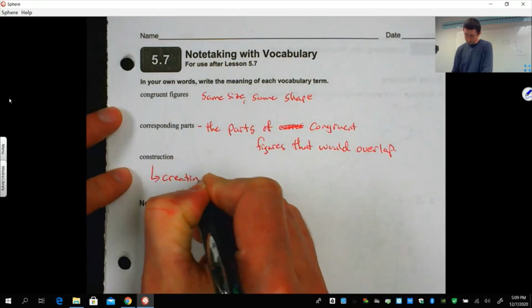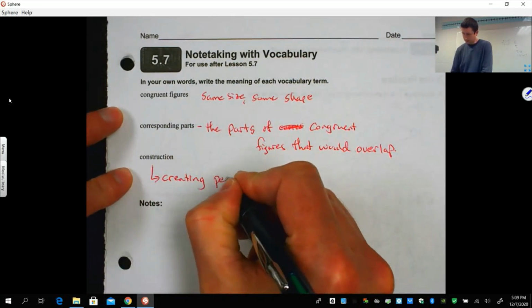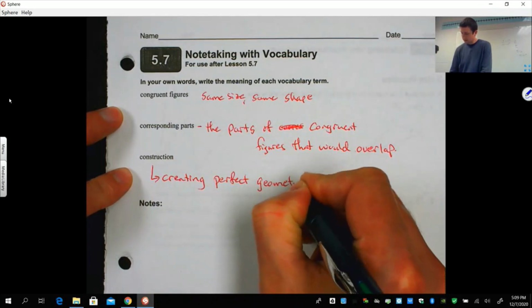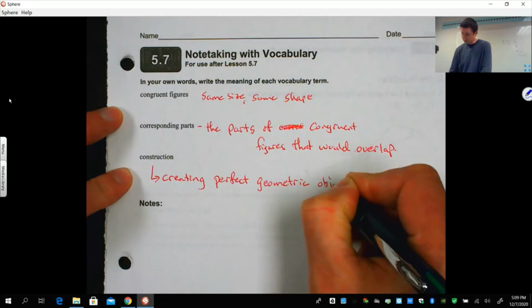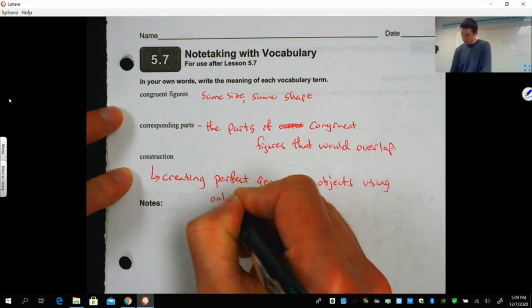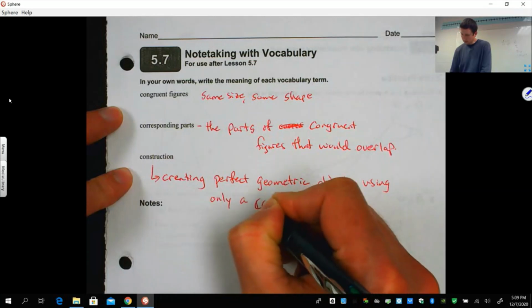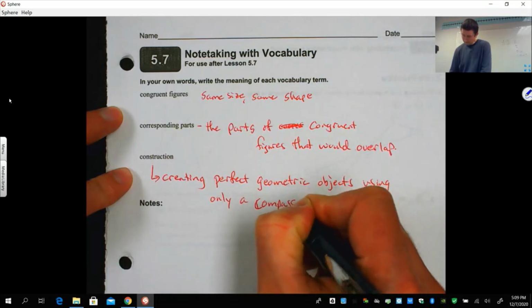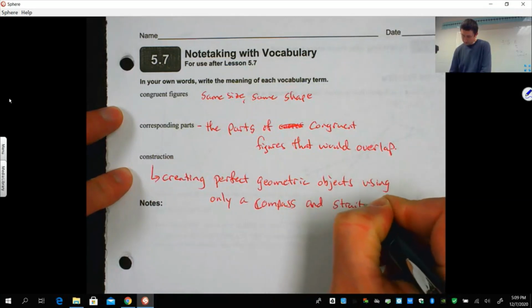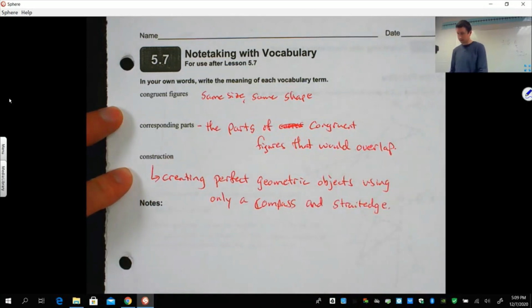So a construction is creating, we're going to say, perfect geometric objects using only a compass and straight edge. Compass and straight edge.